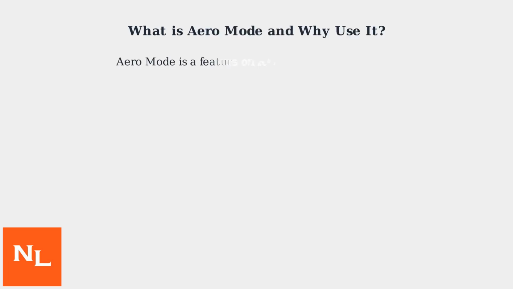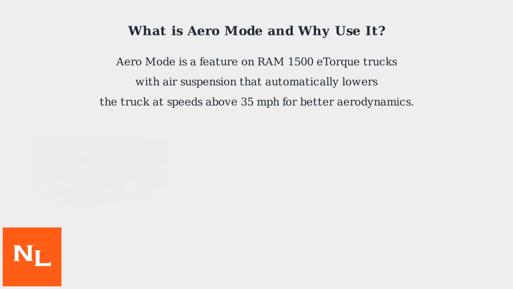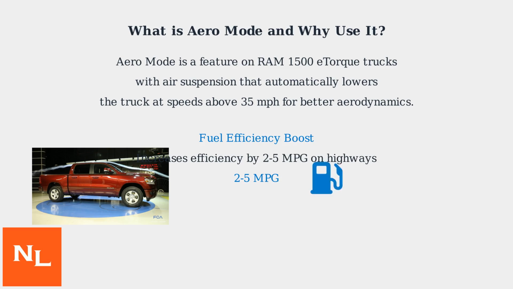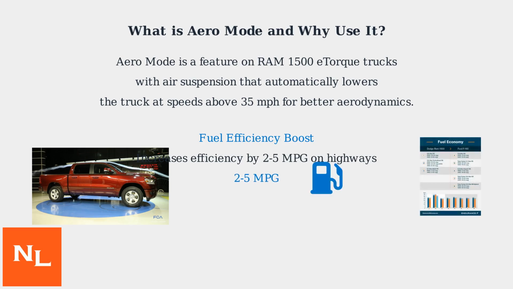Aero Mode is a feature on Ram 1500 ETorque trucks with air suspension that automatically lowers the truck at speeds above 35 miles per hour for better aerodynamics. This improves fuel efficiency by 2 to 5 mpg on highways, saving gas and money.